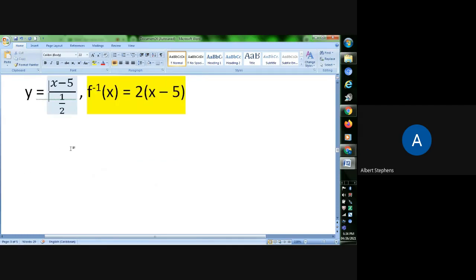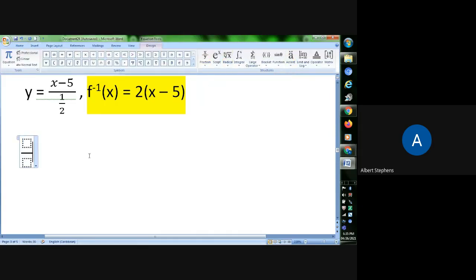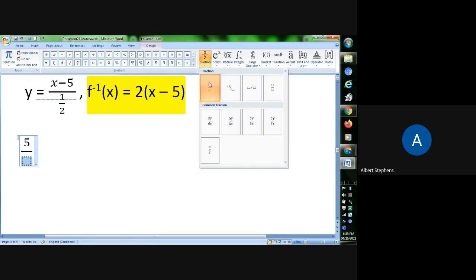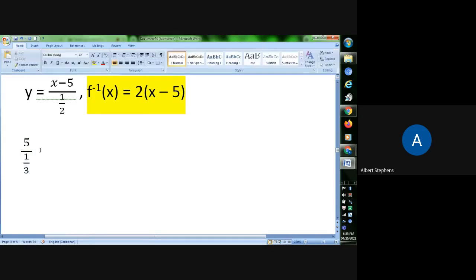All right, let me show you. If you're not seeing it, suppose you have 5 divided by, let me use 1/3. That's going to be 15, because the 3 is going to go upstairs. Let me show you how to get the 15.